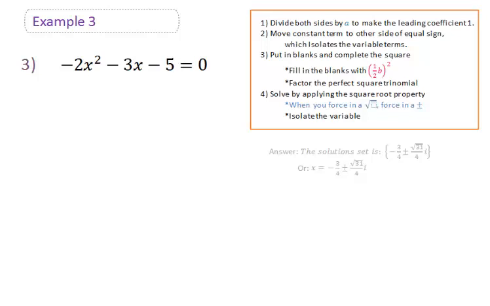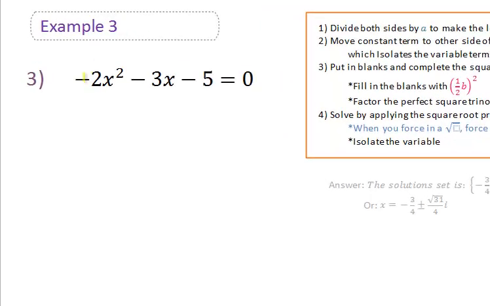Okay, step number 1 says we need to divide everything by a to make our leading coefficient 1. Our a term here is a negative 2, so I need to divide both sides of my equation by negative 2. On my right-hand side, 0 divided by any number simplifies to 0. On my left-hand side, what I'm going to do is divide each term by negative 2.